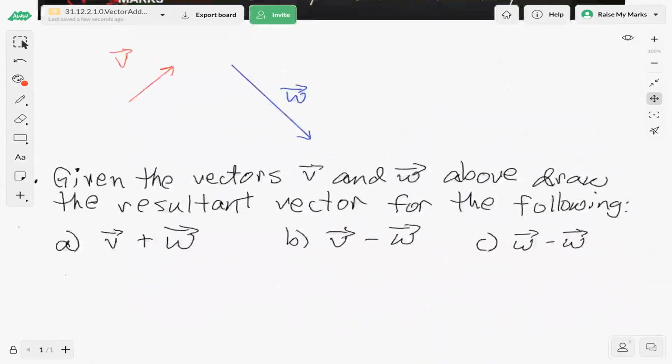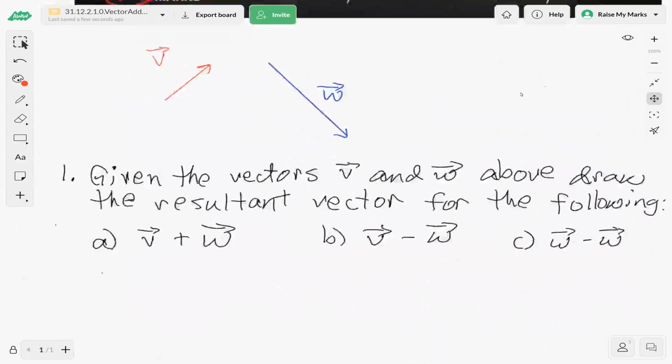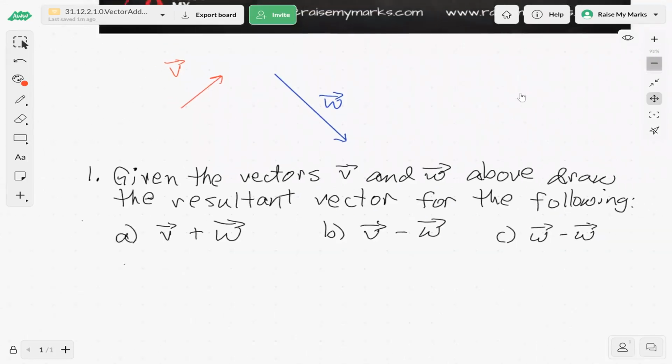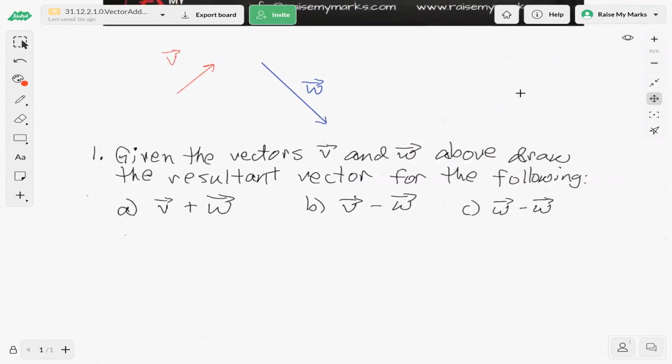So looks like we're given two vectors. We're given two vectors v and w above, the little red v vector and the blue vector for w. And we're asked to draw the resultant vectors for the following: v plus w, v minus w, and w minus w. All right, so let's see how this works.